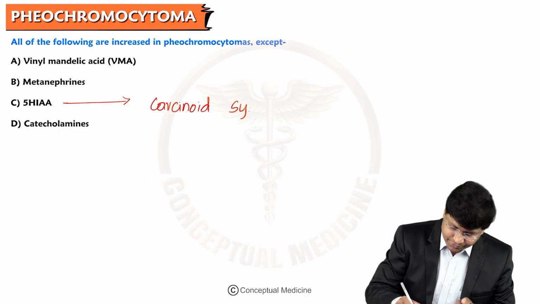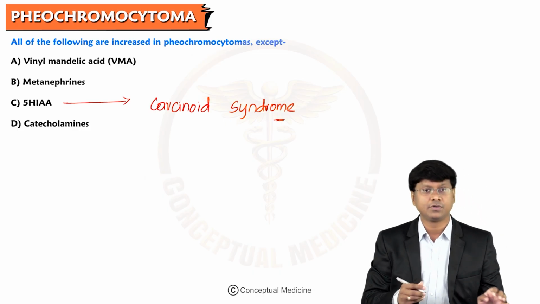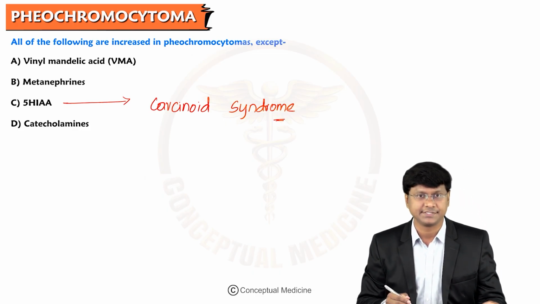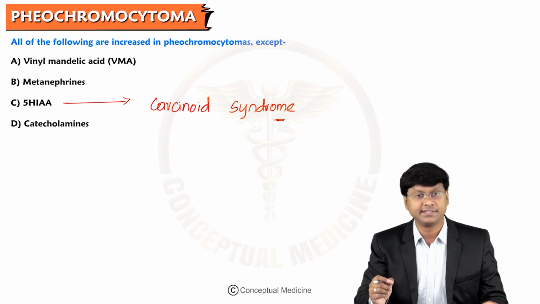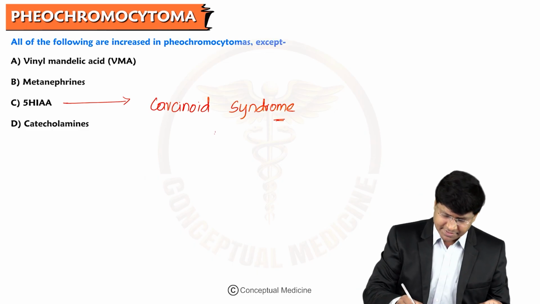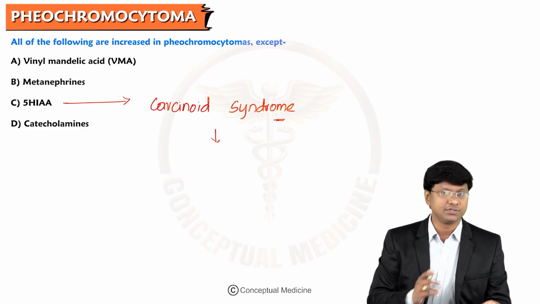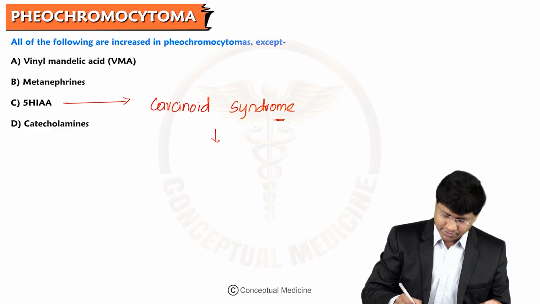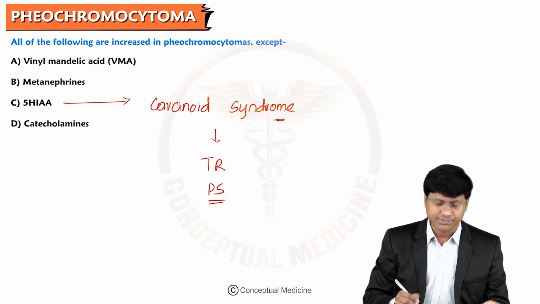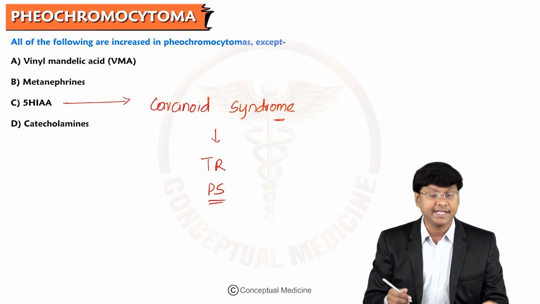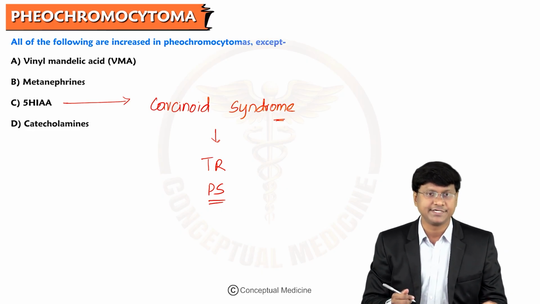So, in carcinoid syndrome, you have an increase in serotonin or your 5-hydroxyindoleacetic acid. And in carcinoid syndrome, it is mainly the right-sided heart that is most commonly affected. That is mainly the valves present on the right side of the heart. So, the individual can develop tricuspid regurgitation as well as pulmonary stenosis. That is what the cardiac manifestations are in carcinoid syndrome.